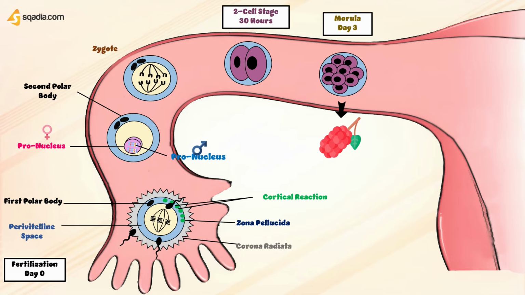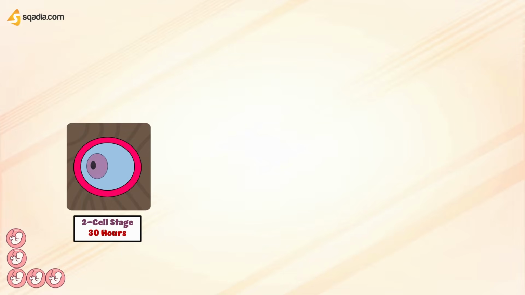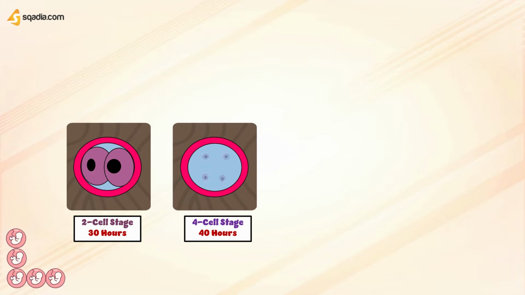Okay, so we are going to discuss cleavage in detail, which is development of the zygote from the two-cell stage to the morula stage. The two-cell stage, 1 and 2. That's why it is called the two-cell stage. The two-cell stage is reached approximately 30 hours after fertilization. Next is the four-cell stage. It is reached at approximately 40 hours.